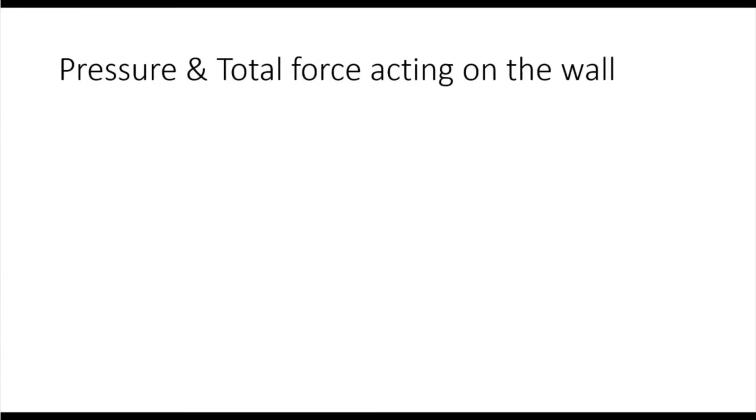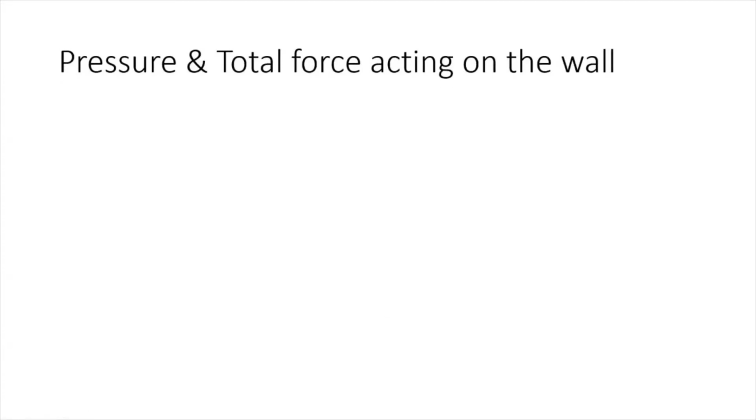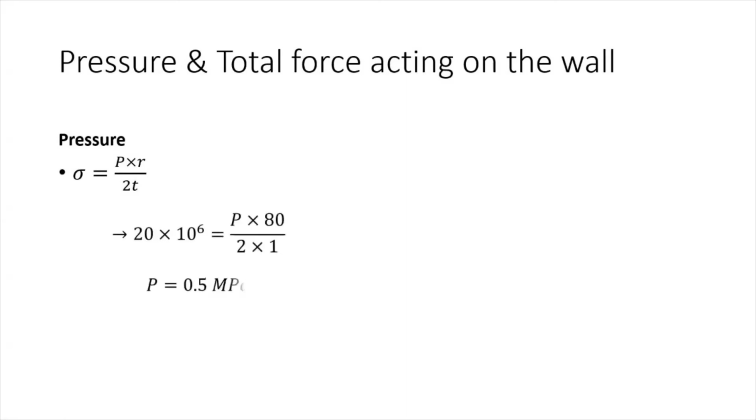The pressure creating this stress can be found with the following formula. Sigma is equal to P times R divided by 2T, where P is the inner pressure, R is the radius of the sphere, and T is the thickness of the sphere wall. We know the stresses as well. Using this formula, we calculate the pressure P to be 0.5 megapascals.